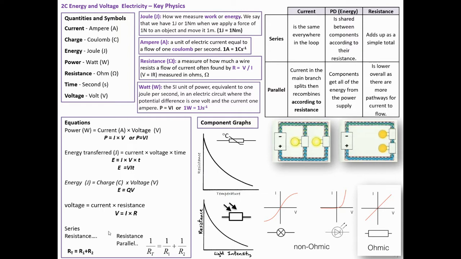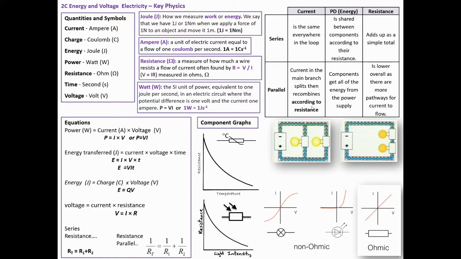Now, what's quite important is thinking about the formulas for series resistance and parallel resistance. In series, the total resistance, you just add up the two resistors. But in parallel, the reciprocal of the resistance is 1 over resistor 1 plus 1 over resistor 2. The key bit is, if the resistances are different, the current will be different in each branch.